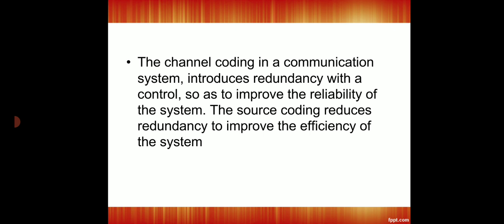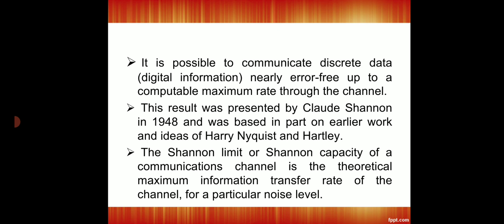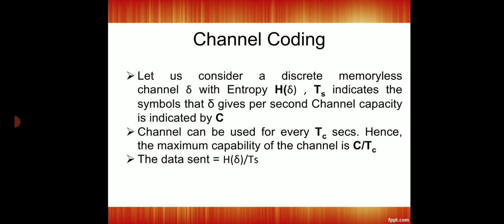Channel coding mainly consists of two parts, one is mapping and the other is inverse mapping. So it is possible to communicate discrete data, that is digital information, at the maximum rate through the channel. This result was presented in 1948 by Claude Shannon, so from his name we call it Shannon's coding theorem. Shannon's limit, or Shannon's capacity, gives the rate of the channel for a particular noisy channel.